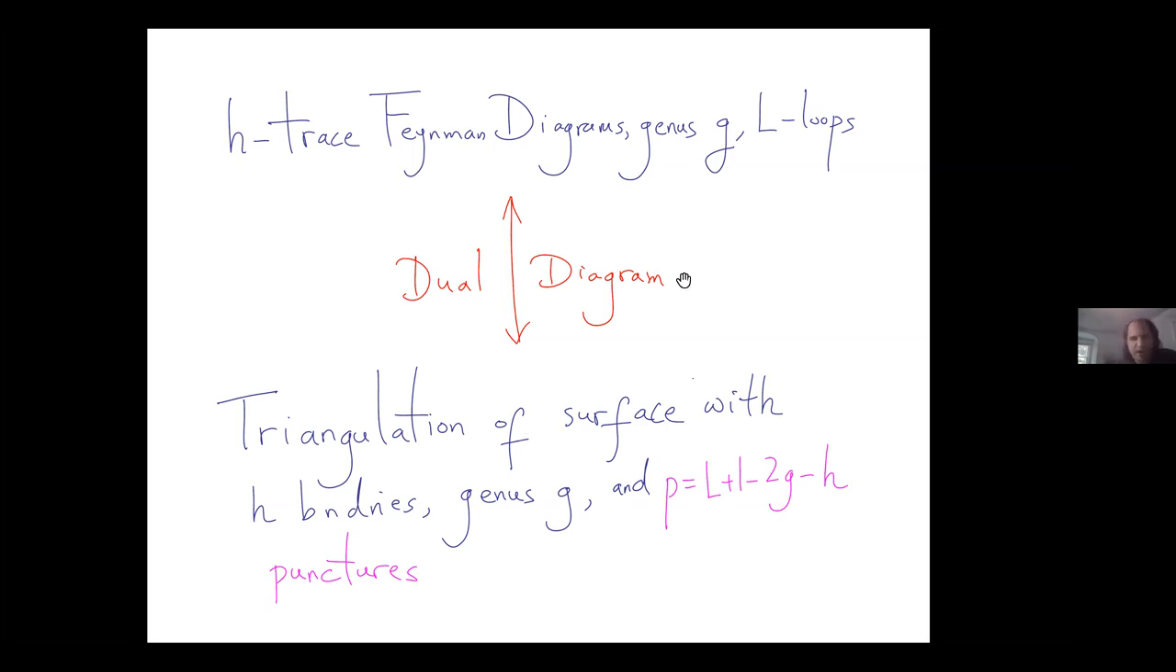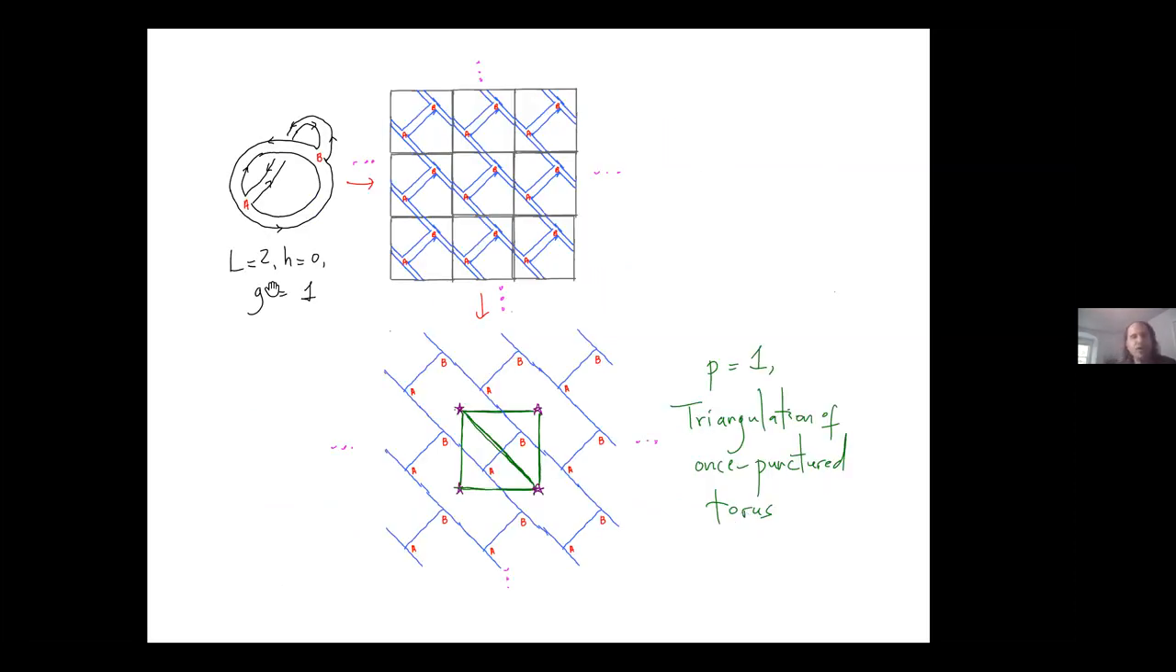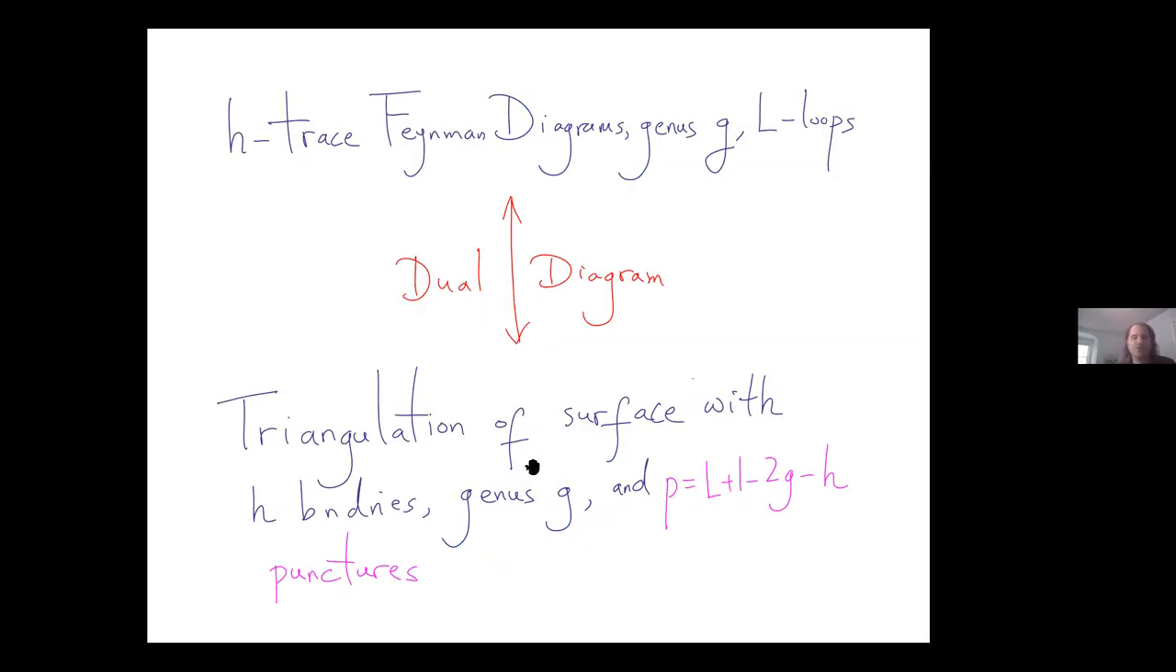And there's a trivial dictionary here, but there's a small interesting thing we've of course already seen, that the triangulation of the surface with H boundaries in genus G, if we had L loops, has a certain number of punctures now. So we didn't have the punctures before, we have punctures now, where the number of punctures is given by this formula. So here's a simple example. If you look at this vacuum diagram, for example, this non-planar vacuum diagram, you would draw it on a torus. And so, here's the diagram again where I shrunk the double lines. Now, when I draw the jewel of this diagram, I get a triangulation of a once punctured torus. So I didn't have any punctures up here, but now I have one puncture down here. That's a special case of this formula.